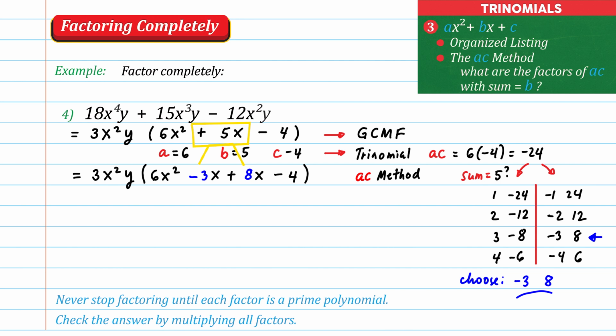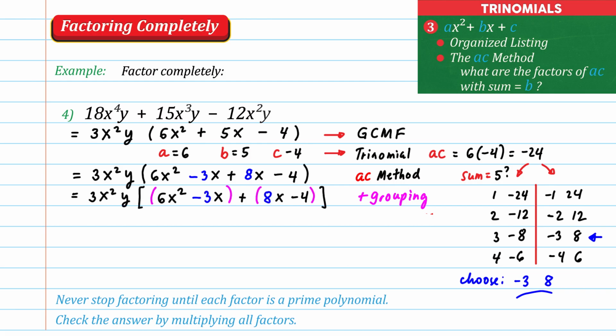Now, we use factoring by grouping on the 4-term polynomial. Group the first two terms and the last two terms. So we copy 3x squared y, and then we write the group 6x squared minus 3x, that's one group, and 8x minus 4 as the other group. Now we copy again 3x squared y.